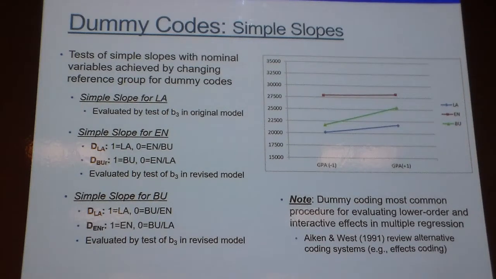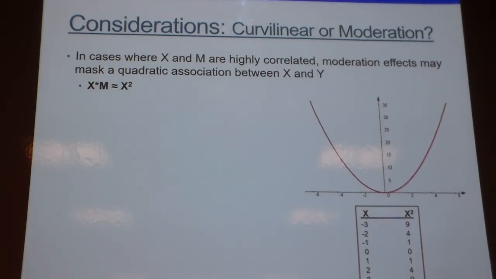Questions about this? All right. Real quick, let me talk about one thing that can happen, and Aiken and West talk about this. I think it's interesting. If I have a situation where my conditional effect and my moderator are really strongly correlated, okay? What can happen is sometimes if I run a moderation model, my moderation effect might be a proxy for a quadratic relation in my data, okay?